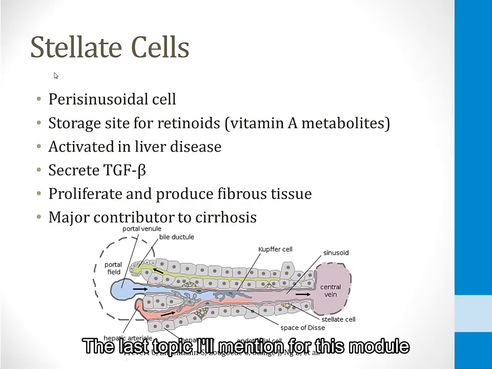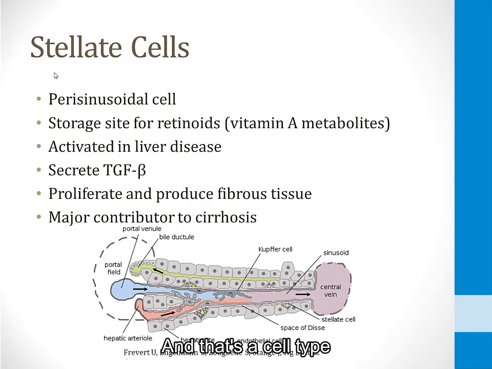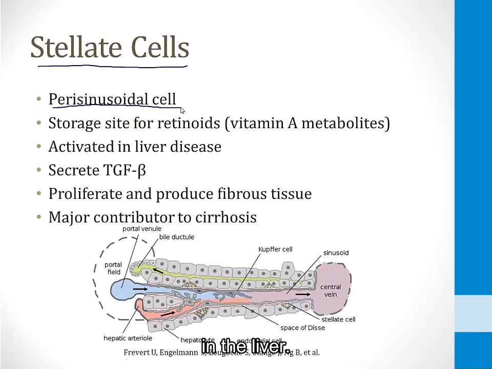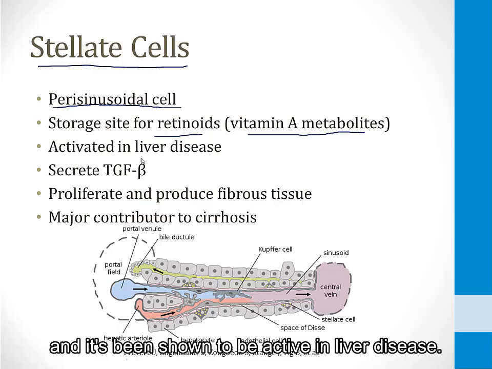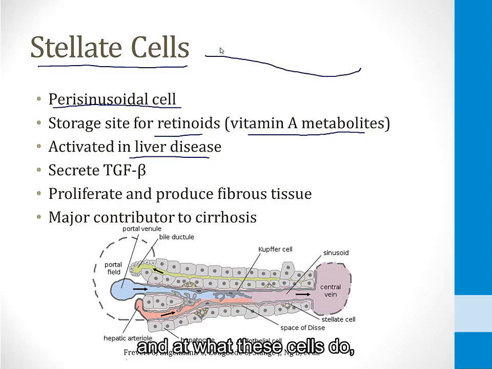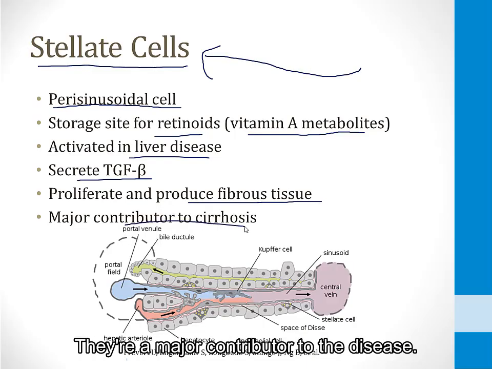The last topic I'll mention for this module is something that's very high yield for step 1, and that's a cell type that's been shown to play a major role in the development of cirrhosis. It's called a stellate cell. It's a perisinusoidal cell, meaning you find it on the sides of the sinusoids in the liver. It's a storage site for retinoids, which are vitamin A metabolites, and it's been shown to be active in liver disease. There is a significant amount of basic science research into what these cells do and why they do it in cirrhosis. They can secrete TGF-beta, and they can proliferate and produce the fibrous tissue that you see in cirrhosis. They're a major contributor to the disease.